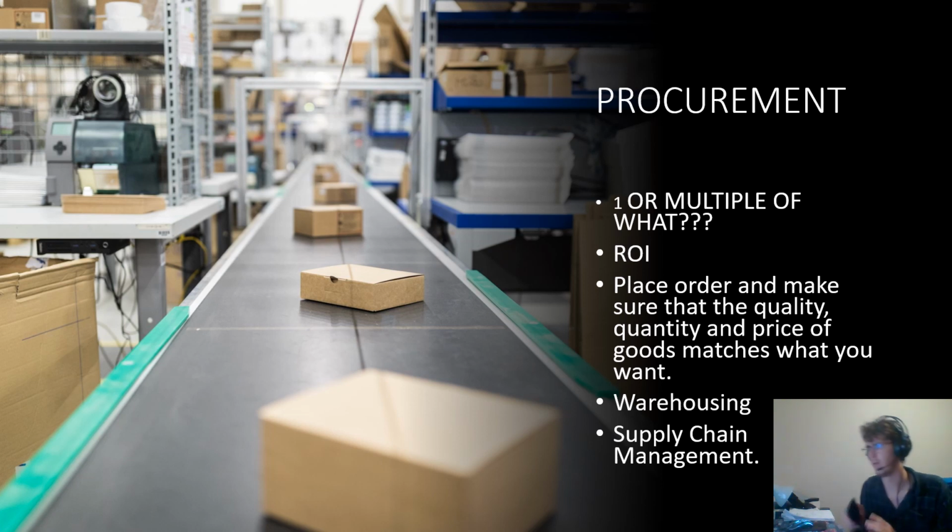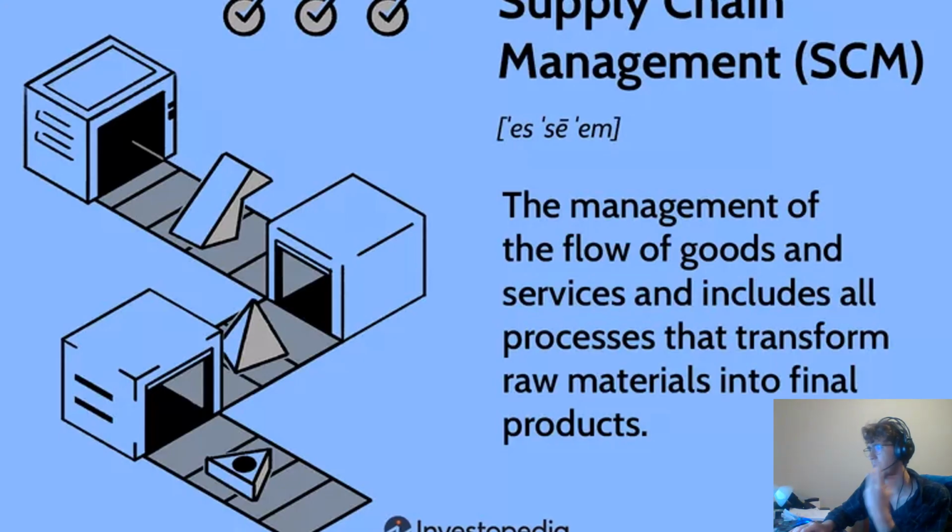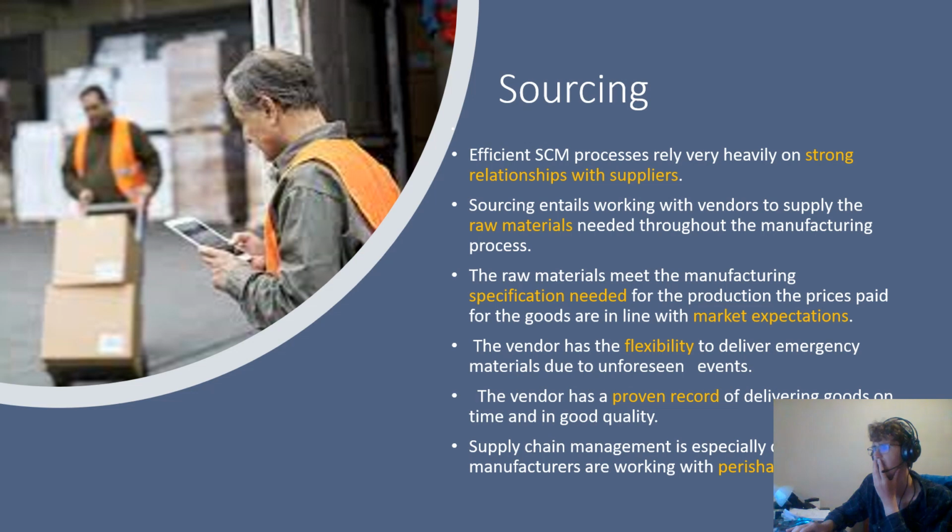If you have a bad reputation with your supplier, you are not going to get goods at the right quality that matches. This has to do with warehousing and supply chain management, which we'll be looking at in the next slide. Supply chain management is the management of flow from raw materials into final products, and even what you do afterwards in terms of your after-sale service and everything like that. So supply chain management is a big part of this industry.